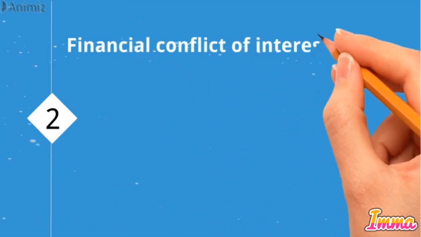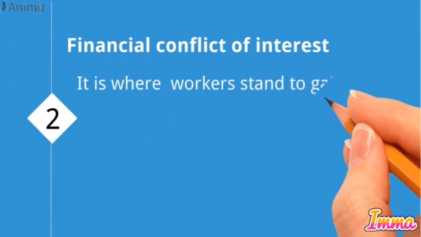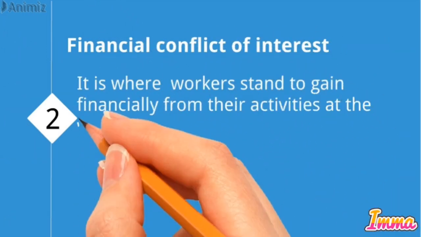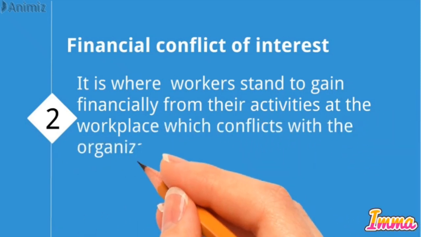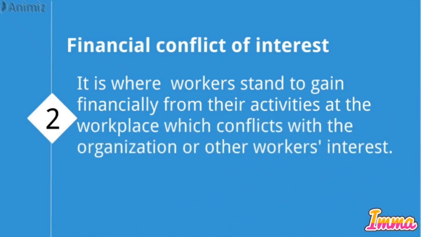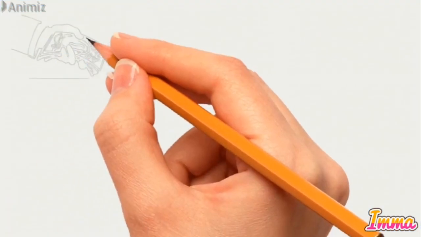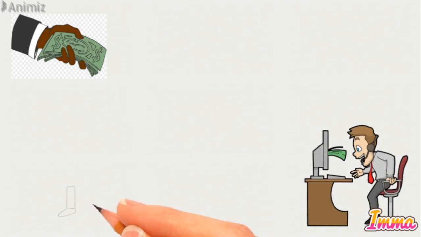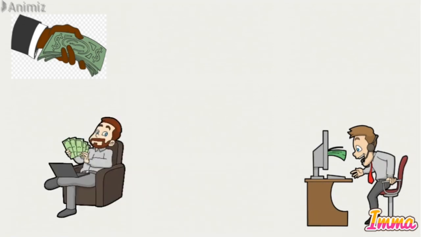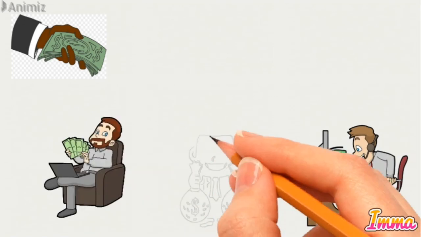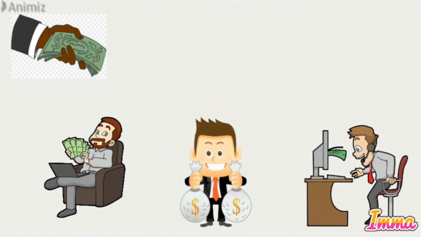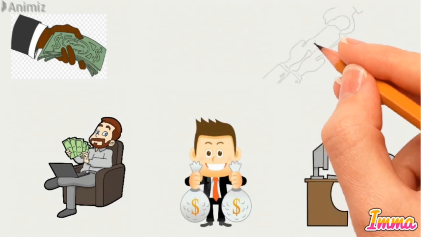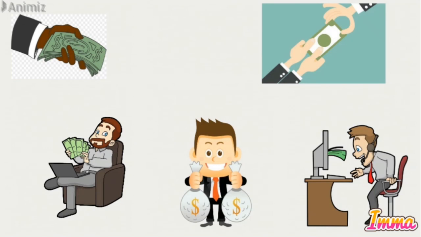Financial conflict of interest. It is where workers stand to gain financially from their activities at the workplace, which conflicts with the organization or other workers' interest. An example is the acceptance of gifts, including travel and entertainment, particularly from a person who is seeking to obtain contractual or other business or financial arrangements with the organization, for example a vendor who has interests that might be substantially affected by the performance or non-performance of the employee's duty.